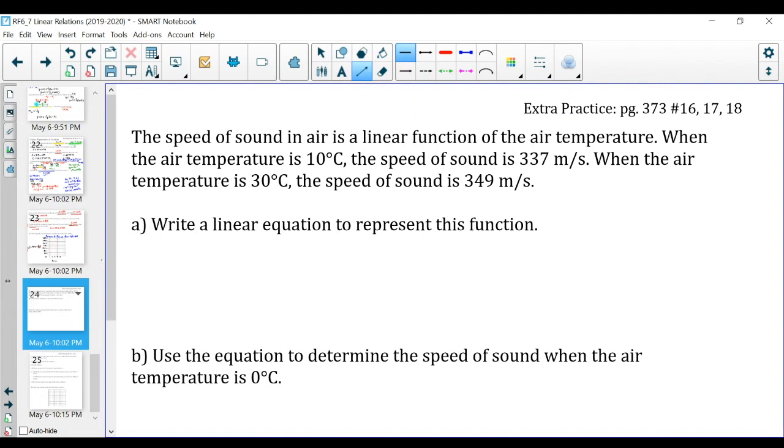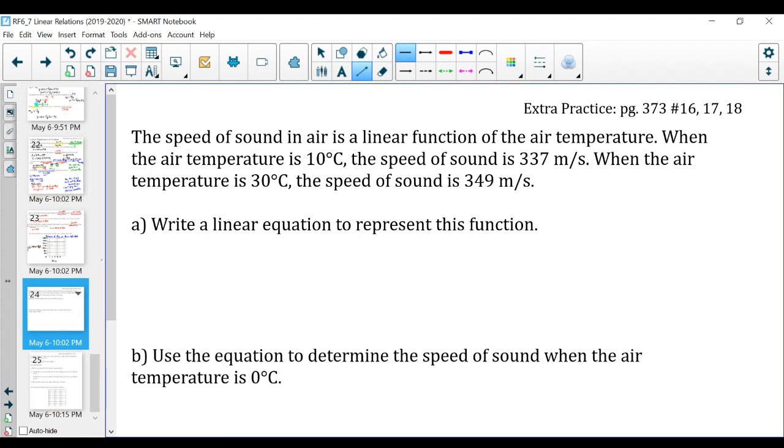The third practice question, or the third word problem, asks us to figure out a question using the speed of sound. When the air temperature is 10 degrees Celsius, the speed of sound is 337 meters per second. And when the air temperature is 30 degrees Celsius, the speed of sound is 349 meters per second. So we need to write some sort of linear equation to represent this function.